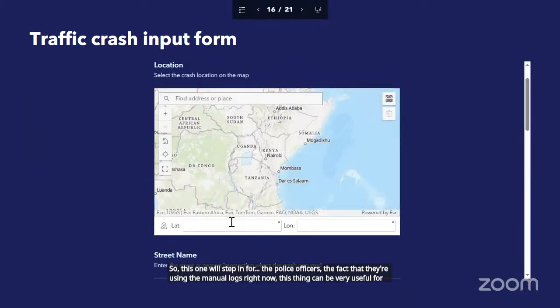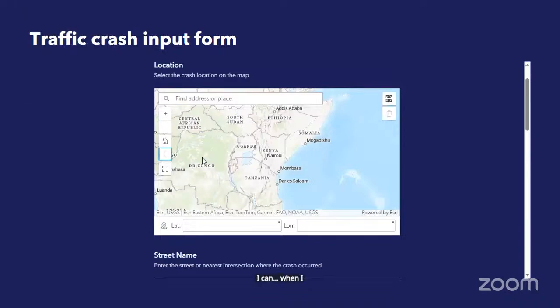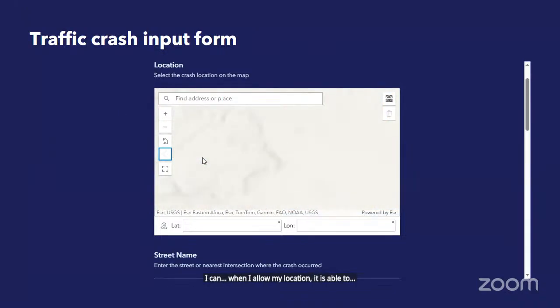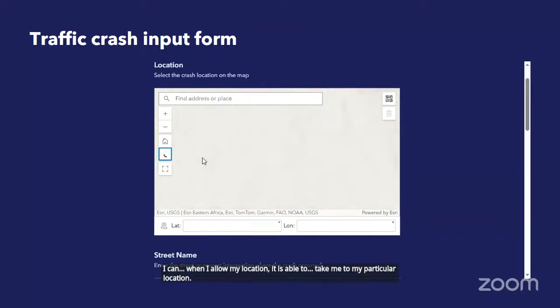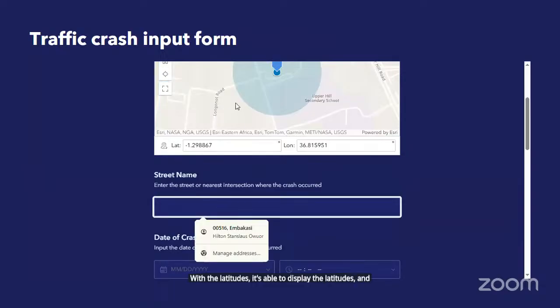Let's say an accident has occurred in Upper Hill. When I allow my location, it is able to take me to my particular location with the latitudes. It's able to display the latitudes. And also I'm able to fill in the street name.